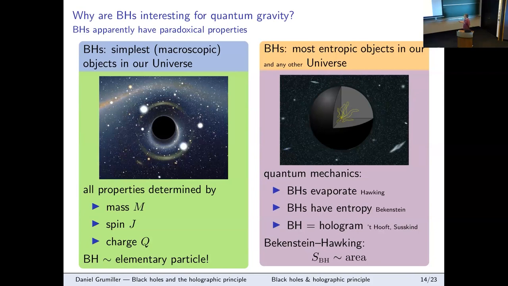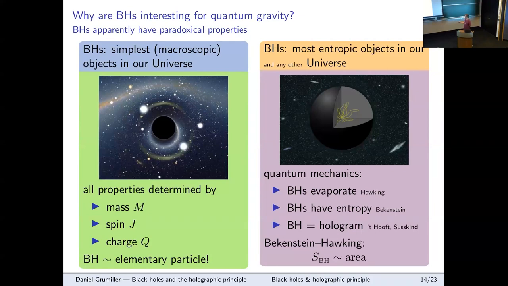Okay, so what does quantum mechanics tell us? Quantum mechanics tells us that black holes evaporate. So this was calculated in the seminal work by Hawking that I mentioned earlier. And even before Hawking's calculation, Bekenstein, using Gedanken experiments, was already suggesting that black holes have an entropy. And the way that the entropy of black holes behaves led 't Hooft and Susskind in the early 90s to suggest that black holes behave like a hologram. And this is what I want to elaborate on.